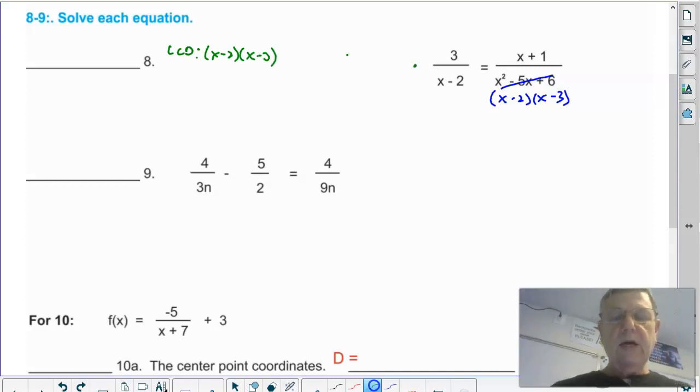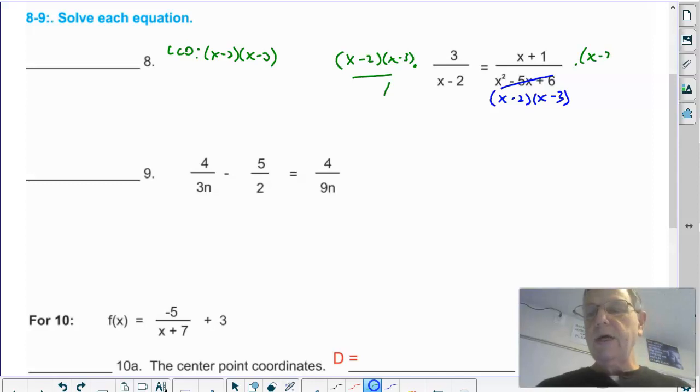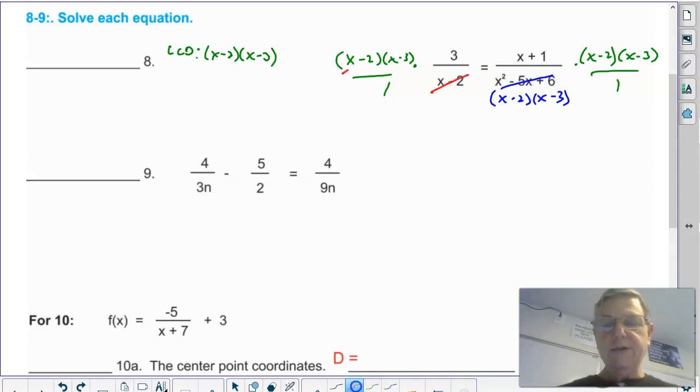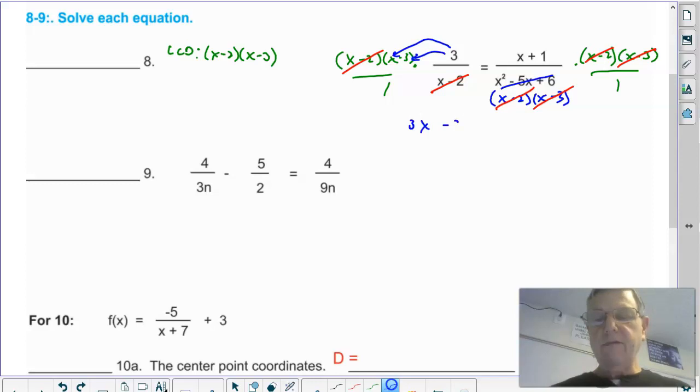So I'm going to multiply this side by (x minus 2)(x minus 3) over 1, and I'm going to do the same thing on the other side, (x minus 2)(x minus 3) over 1. Notice on the left, the x minus 2's go away. Notice on the right, both go away. Now, what's left on the left? I have to distribute 3 times x, 3x, 3 times negative 3, negative 9, and the only thing left on the right is the x plus 1.